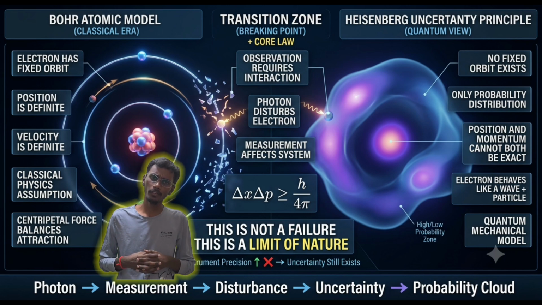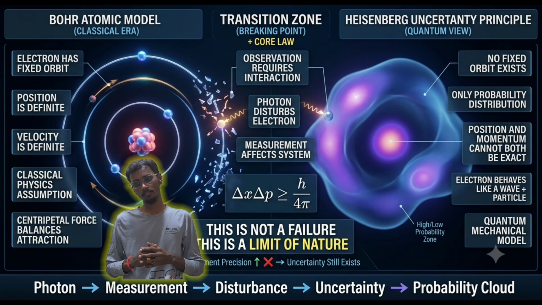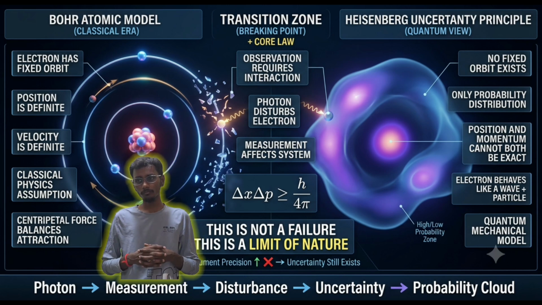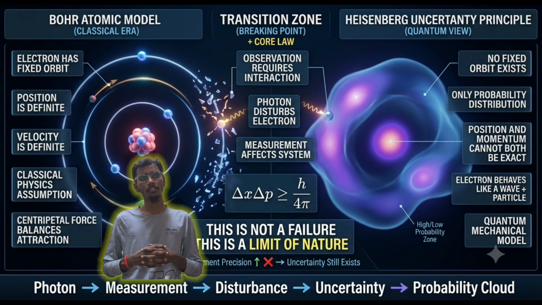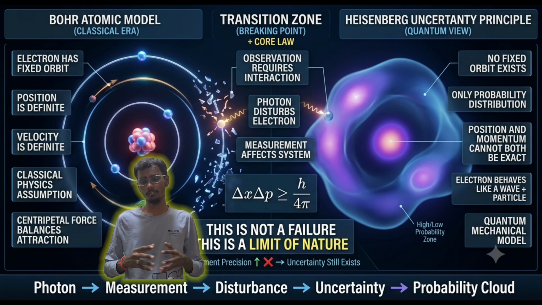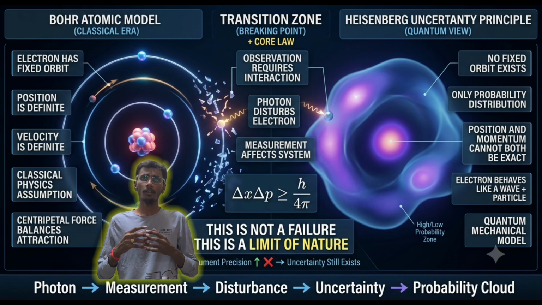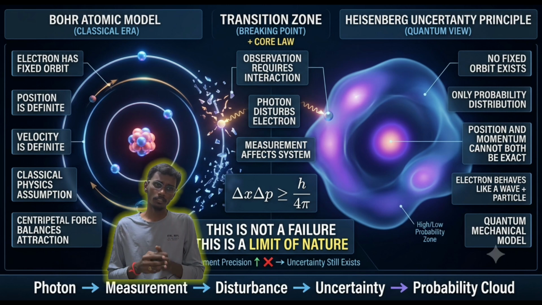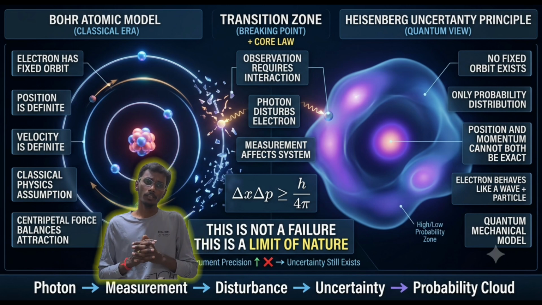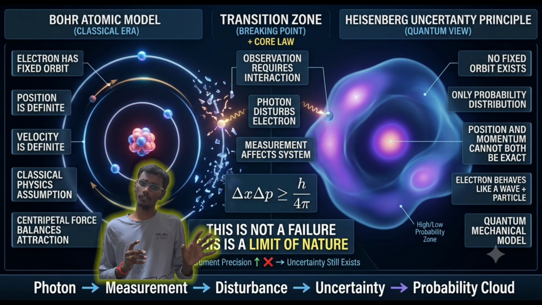So what exactly can I say? Can I say Bohr is a failure? Don't call it a failure. It is not a scientist's failure. It is not that our microscope is deficient. It is a fundamental law of nature. That's all. So this is what the Heisenberg uncertainty principle gives clarity on, because according to Bohr, the orbit is fixed.